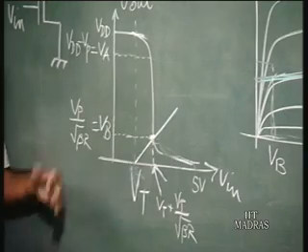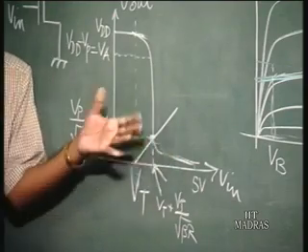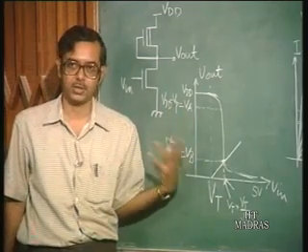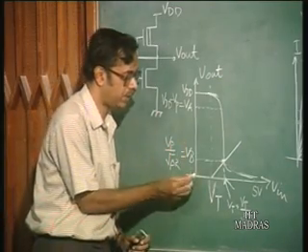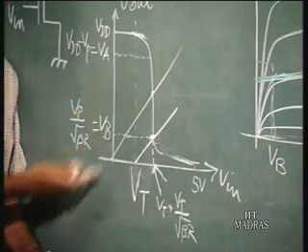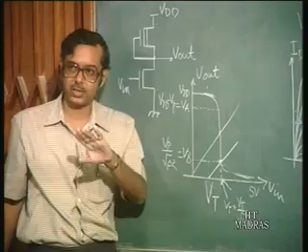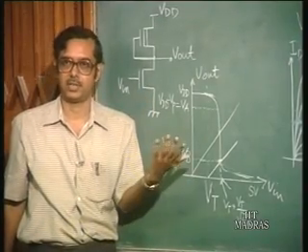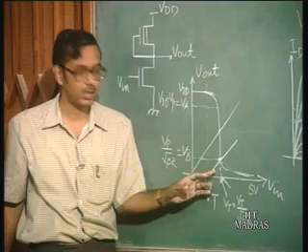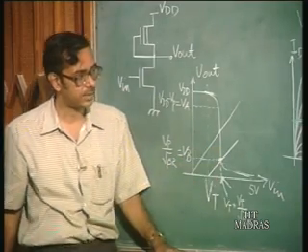Suppose you are operating from a 5 volt power supply. It is advantageous to have the logic threshold at VDD by 2. Logic threshold, I hope you remember, is the point where a unity slope line intersects the curve. Unity slope means V in is equal to V out. That is, if the input voltage is greater than the logic threshold, output will be less than the logic threshold, and vice versa. That is how you define logic threshold. So it is advantageous to have it somewhere at the center of the logic swing, at VDD by 2.